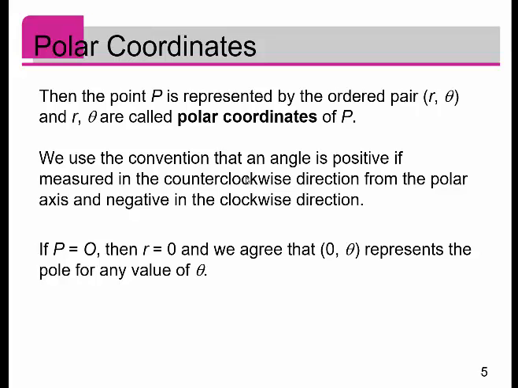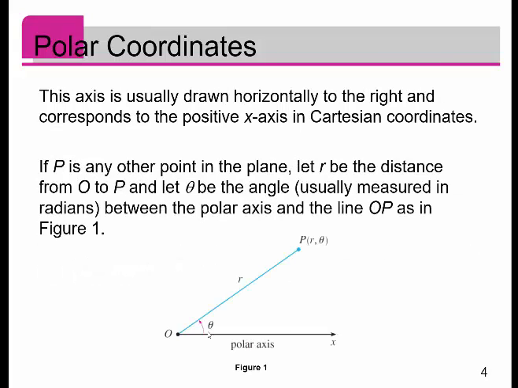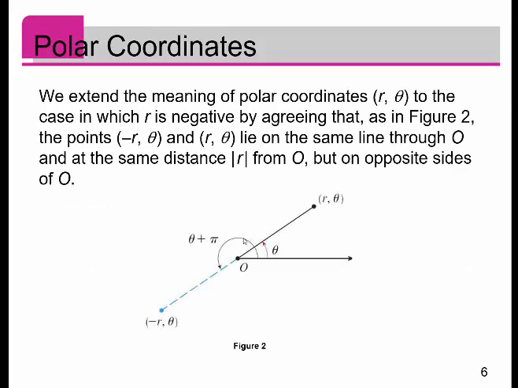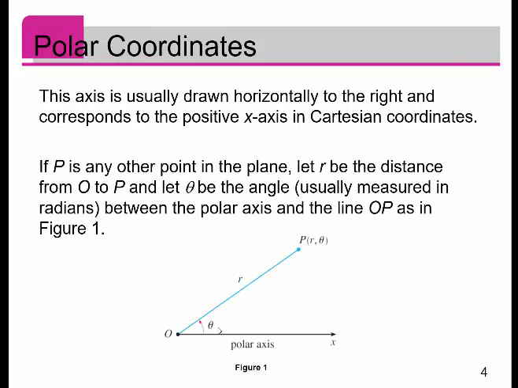So the point P is represented by the ordered pair, not x and y, but r and theta. These are called the polar coordinates of P. We can use the convention that an angle is positive if measured in the counterclockwise direction. Let me go back like this. This is counterclockwise, so theta will be positive, and negative if it's in the clockwise direction. If we have a negative theta, that means we go this way, clockwise.